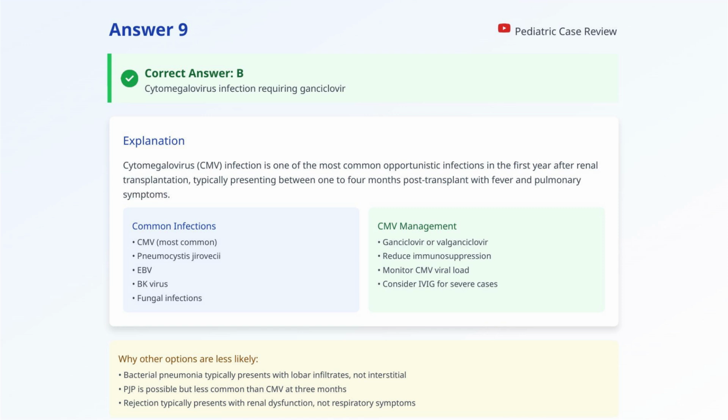cases. The other options are less likely because bacterial pneumonia typically presents with lobar infiltrates, not interstitial. PJP is possible but less common than CMV at 3 months, and rejection typically presents with renal dysfunction, not respiratory symptoms. CMV and PJP are the most common causes of death in the first year after transplantation.